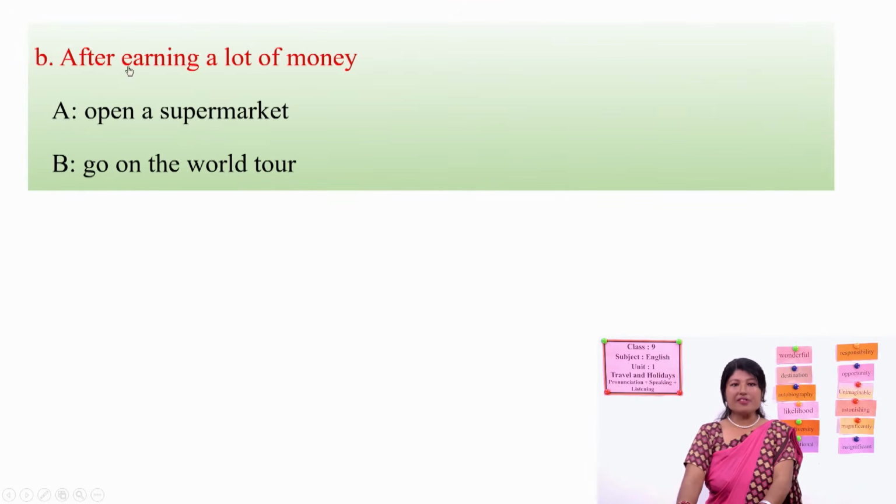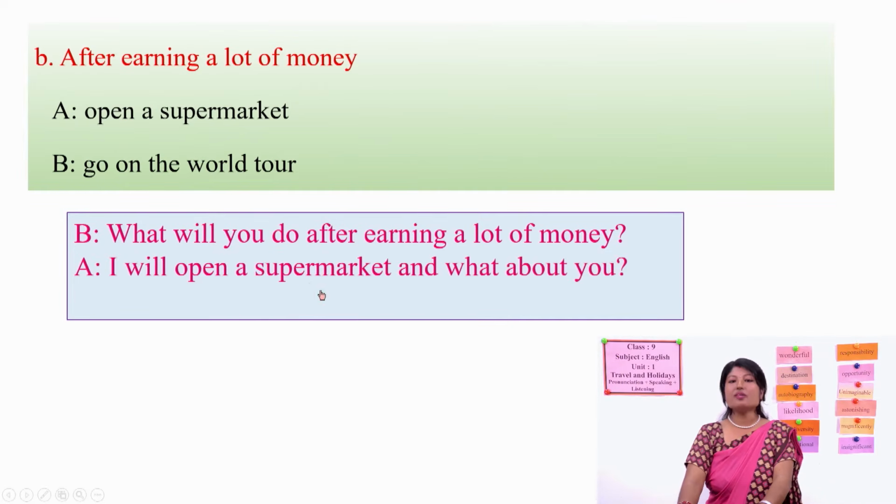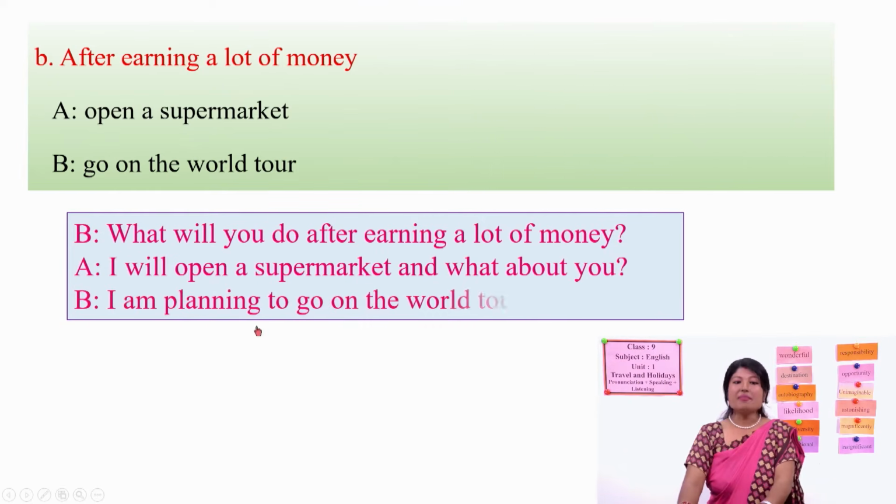Next, after earning a lot of money, open a supermarket, go on a world tour. What will you do after earning a lot of money? I will open a supermarket, and what about you? I'm planning to go on a world tour. This is the way you do it.